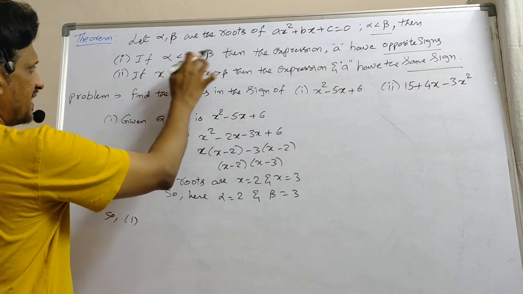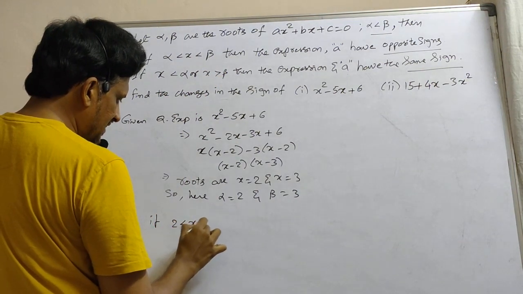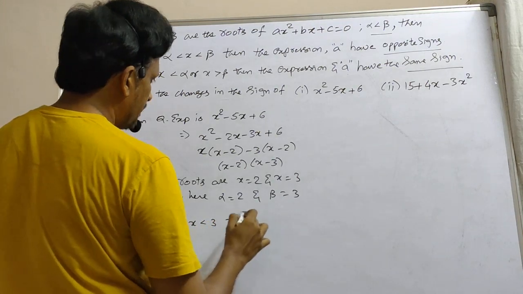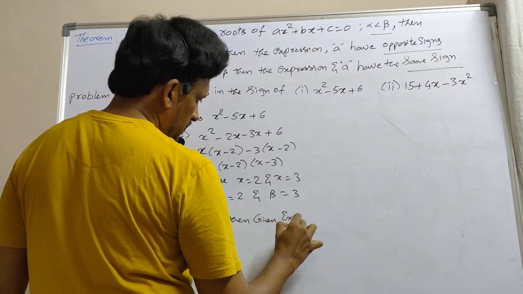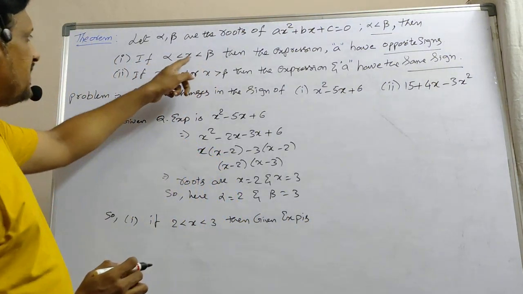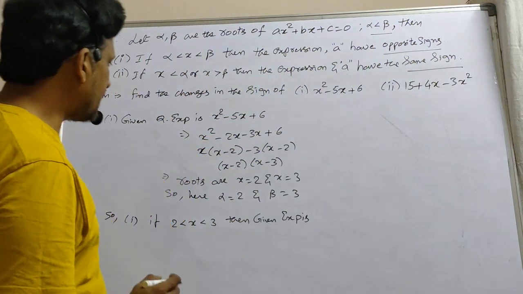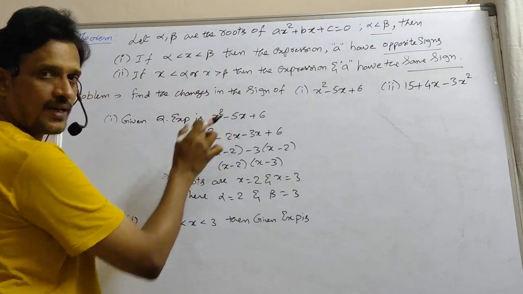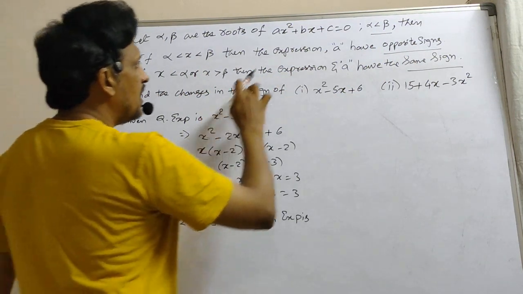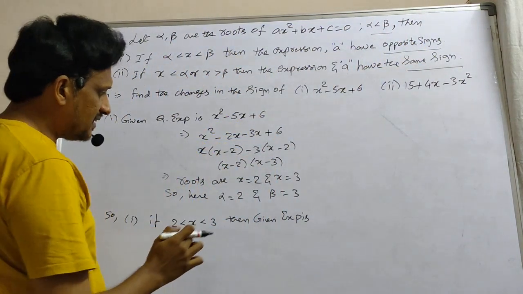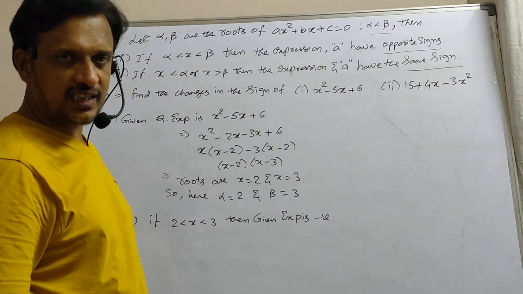Here the first case is when x lies in between the roots alpha and beta, meaning if 2 is less than x is less than 3. When x lies in between alpha and beta, then the expression and a have opposite signs. What is a here? A means the coefficient of x square, that is 1. This is plus 1, positive. Since the coefficient of x square, that is a, is positive, the expression and a have opposite signs. Meaning since a is positive, the expression is negative. It has the opposite sign.